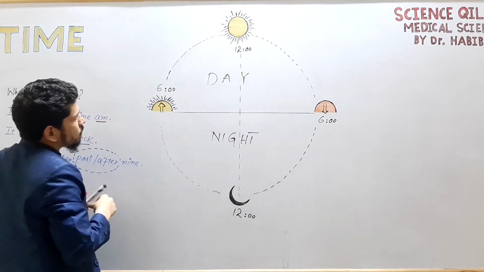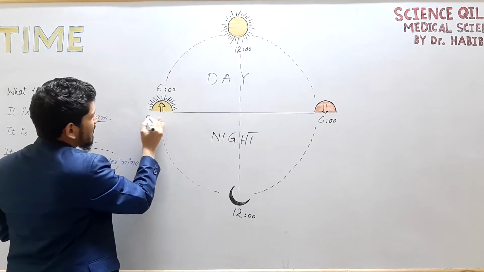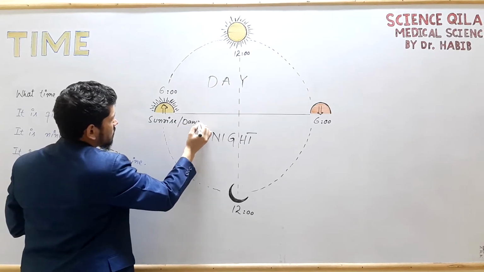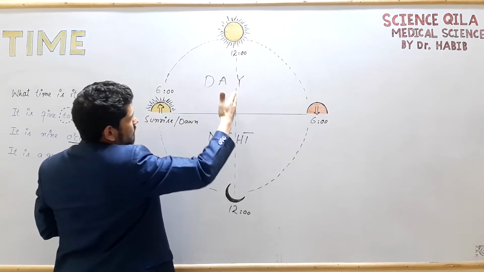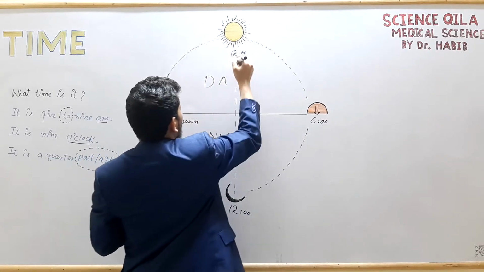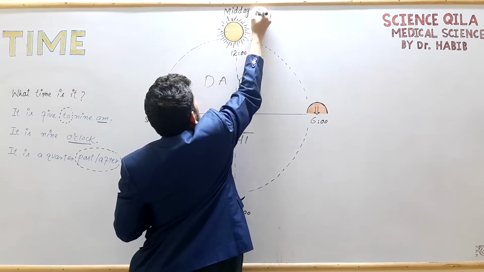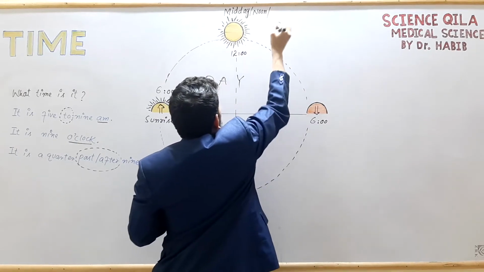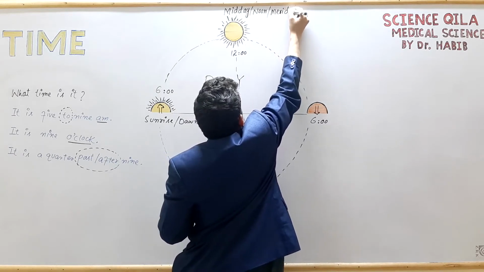So at 6 o'clock, at what time does the sun rise? That is 6 o'clock, and we call it sunrise, or we also name it dawn. As the sun rises, day starts, and this you can see over here, this is the middle of the day, that is 12 o'clock. That's why we name it midday, or we also name it noon. Or the third name, a very important name for midday, we name it meridian. What do we name it, please? Meridian.